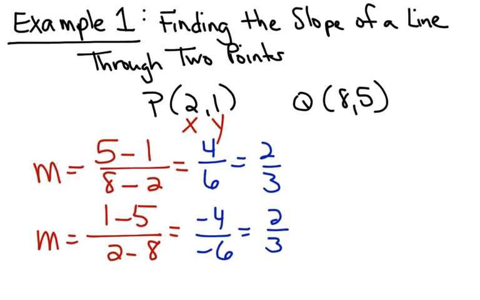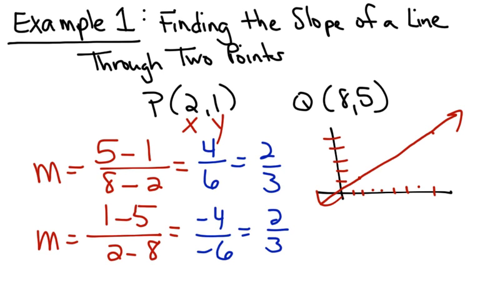If you're not sure if the answer to a slope should be positive or negative, you can always graph the points. (2, 1) would be here, and (8, 5), let's see, 3, 4, 5, 6, 7, 8, 2, 3, 4, 5, (8, 5) would be here. So if you draw a line through those 2 points, you see that the line goes up from left to right. So your answer better be positive.